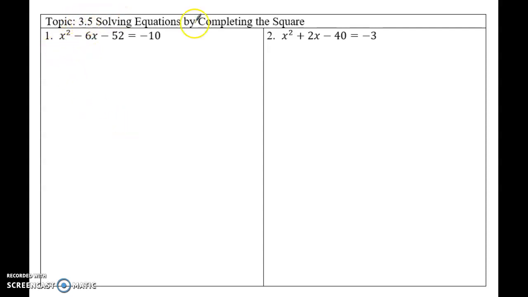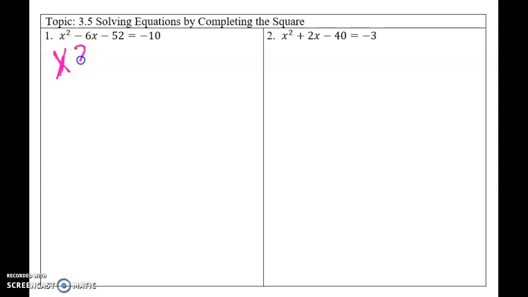So in the last video, we introduced completing the square. And so now we're going to take completing the square and apply it to solving equations. This is another method that we can use instead of factoring. Okay, so in order to complete the square, we have to know what our C value is.